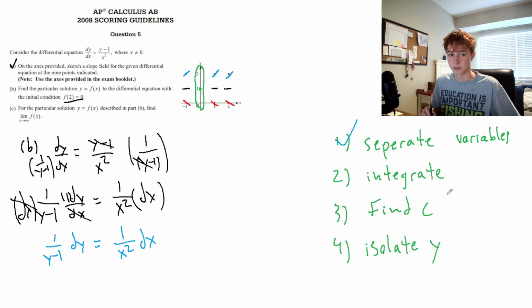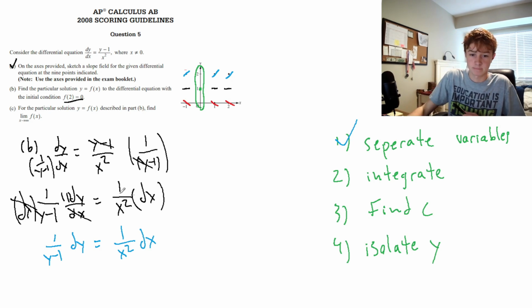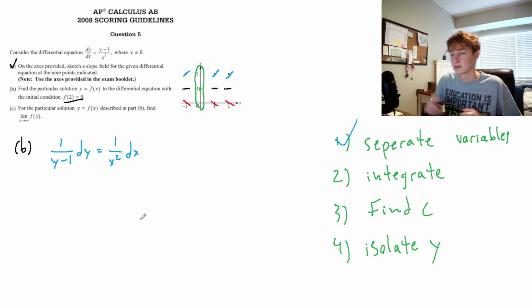So we've completed the first step. We've separated the variables. So now what we need to do is integrate both sides. So I'm going to erase this work. Okay, awesome. Now let's integrate both sides. So start by looking at the left.